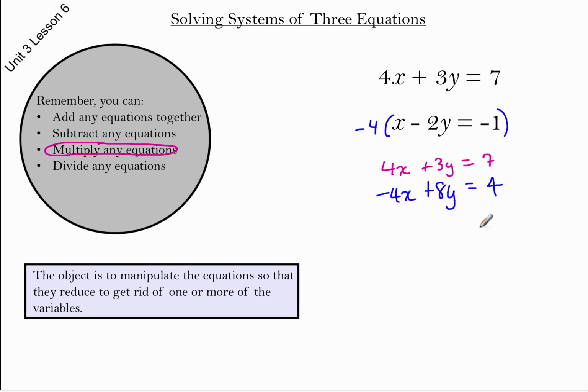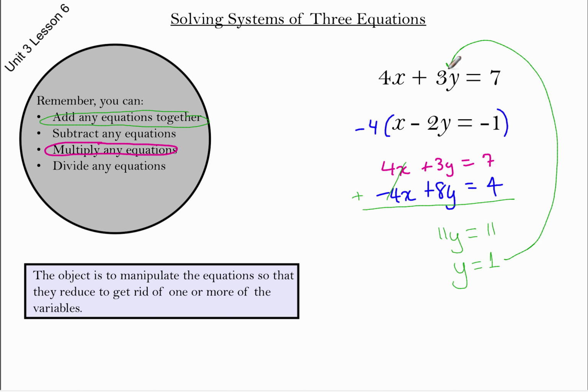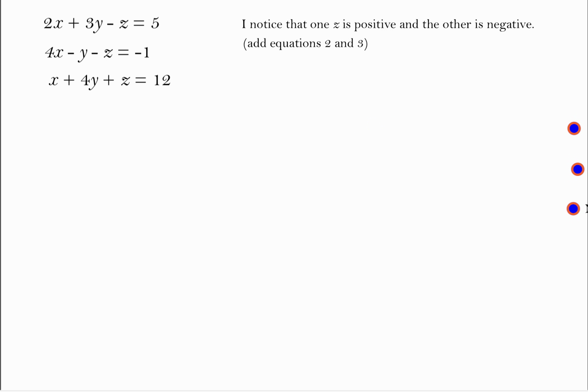So see here, we did the multiply any equation. We multiplied 1. Now we're going to add the equations together. And when we do that, the x's cancel out, leaving us with one variable. It's very easy to solve for y. Then we can just plug this back in and we can figure out what x is. Well, now we're doing the same thing, but we've got three equations. And when we have three equations, we have three variables.